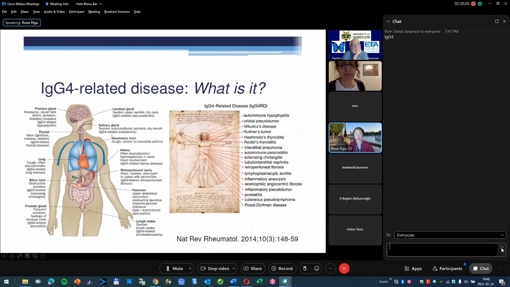Lawrence, you can share? Yep. You mean Riedel's thyroiditis? No. It's a disease called IgG4. They have not experienced this pathology. It's more from the rheumatology point of view, because most of the patients presented to them. Sorry. So you could see here on this slide, they can present with numerous conditions, including Riedel's thyroiditis, apparently, but I've not seen one with IgG4.